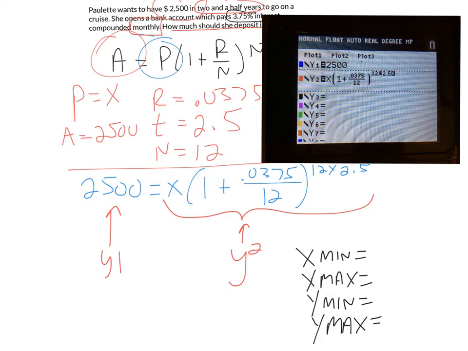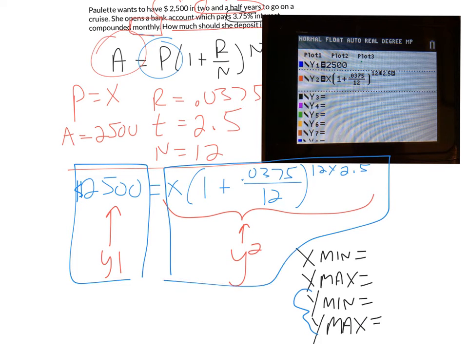So here is what my calculator looks like, and the key is going to be to set up the viewing window properly. Now, what does letter Y stand for? What should the Y min and the Y max represent? Well, Y1 is 2,500. What is that 2,500? That's money. Y2 is actually also money. If I evaluate this right-hand side, that's going to be the amount of money that Paulette is investing. So Y is going to stand for money.